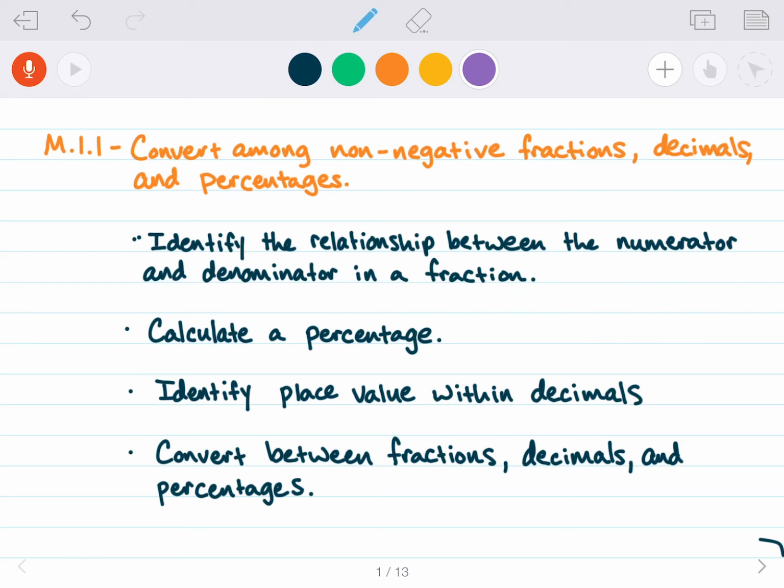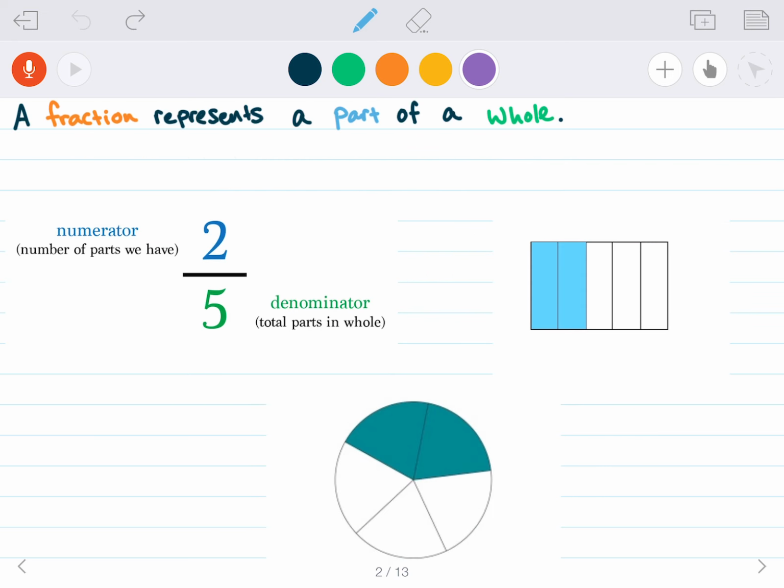Hey guys, in this video we're going to talk about converting between fractions, decimals, and percentages. So what is a fraction? A fraction just represents a part of a whole. And we have two parts of a fraction. The first part is the numerator, that's the top number. That's how many parts we have. And the second part is the bottom of the fraction, that's the denominator, how many parts are in the whole.